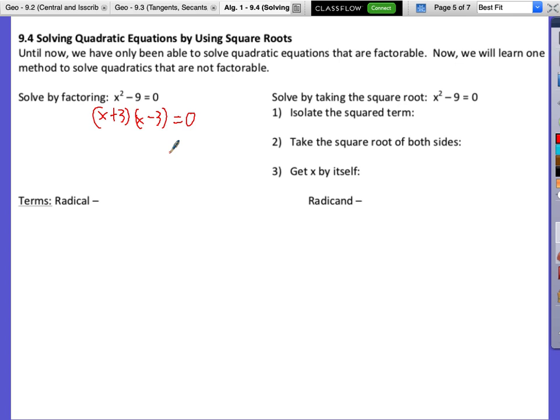You make two equations. Help me with those equations, Grace. Yep, we make these equations and we solve. So Sam, what would the x be in this first equation? Negative 3, right? We subtract 3 from both sides. 0 minus 3 is negative 3. And Sam, what would x be in the second equation? Positive 3. Very good. So we end up getting negative and positive 3.